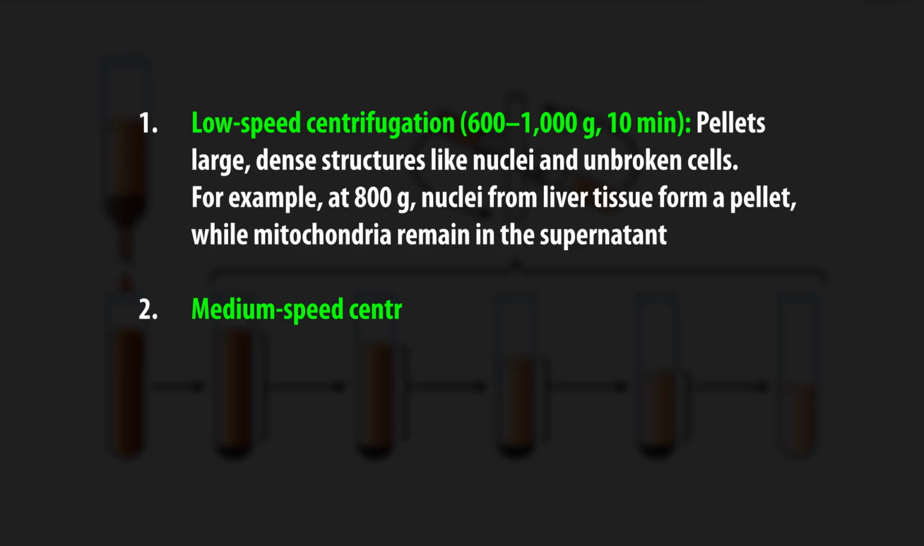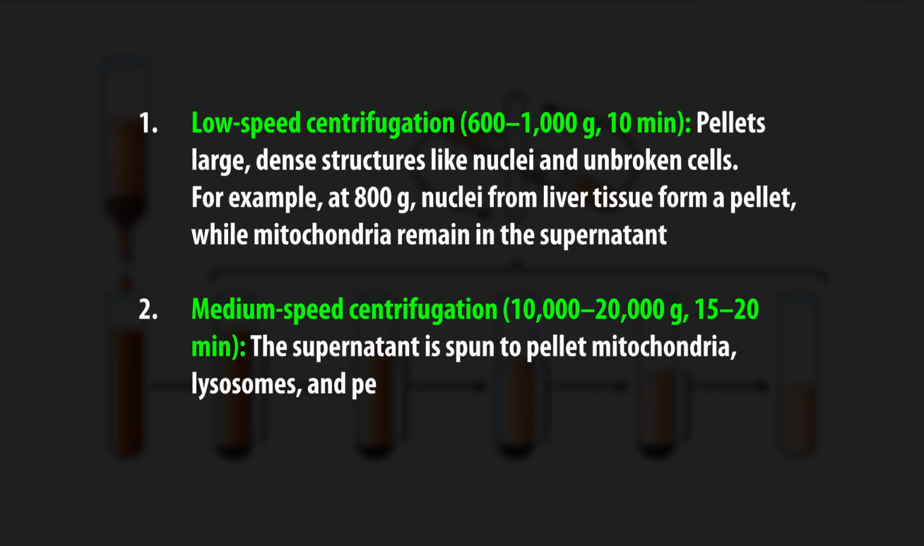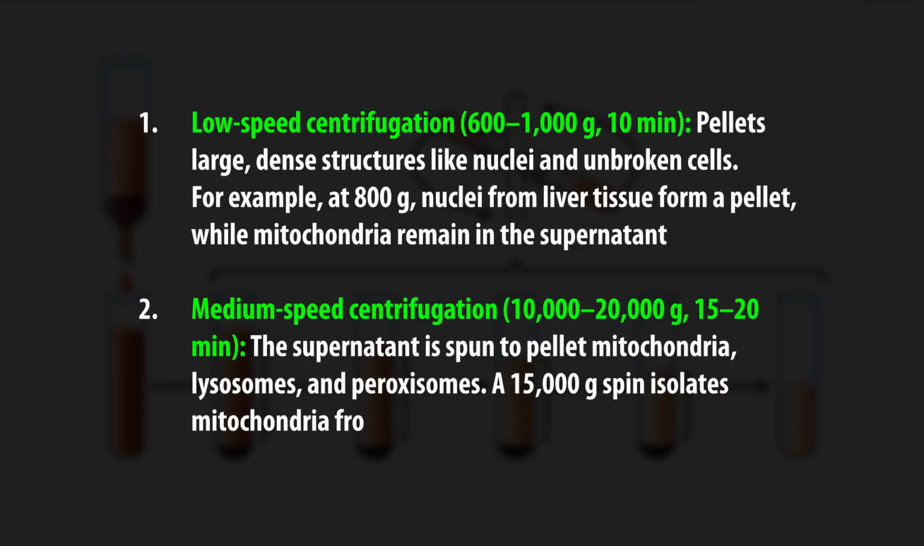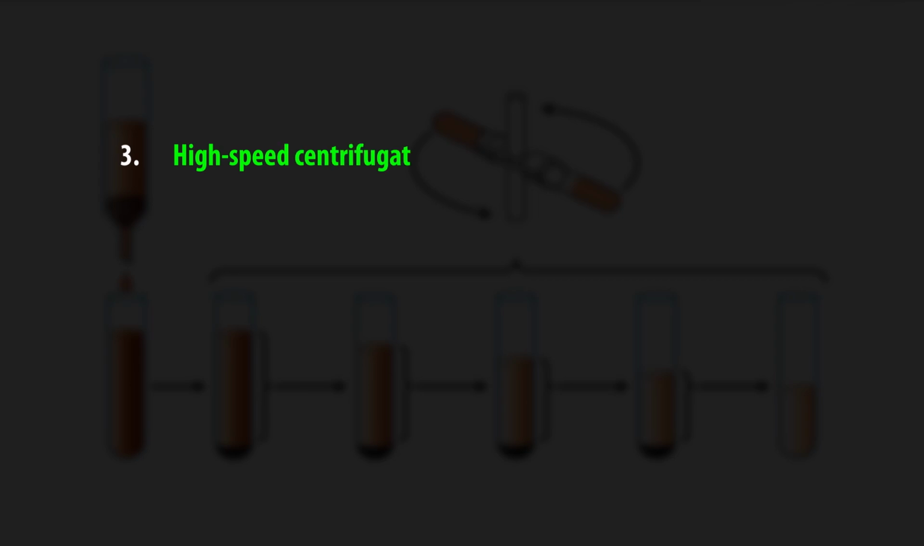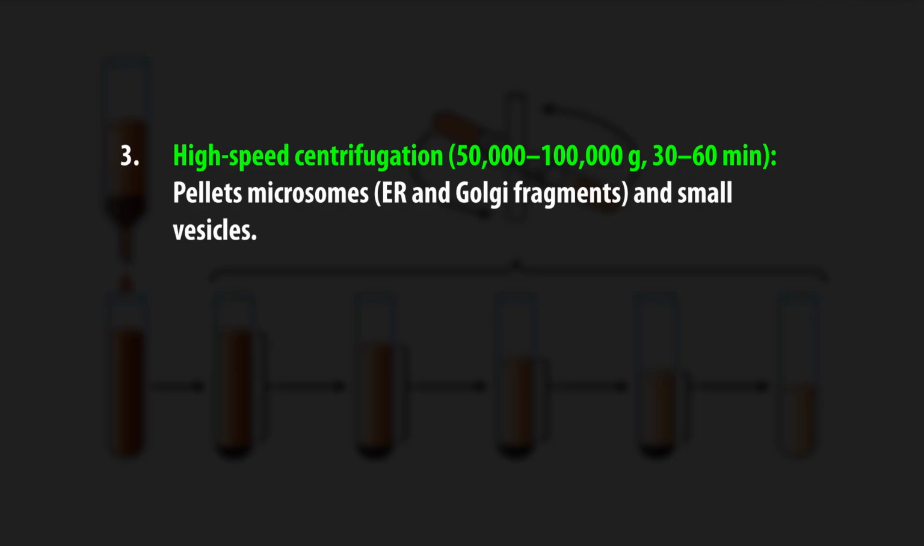Medium speed centrifugation, which is 10,000 to 20,000 G for 15 to 20 minutes. The supernatant is spun to pellet mitochondria, lysosomes, and peroxisomes. A 15,000 G spin isolates mitochondria from rat liver. Now, the high-speed centrifugation, which is around 50,000 to 1 lakh G for 30 to 60 minutes, pellets microsomes like endoplasmic reticulum and Golgi fragments and small vesicles.